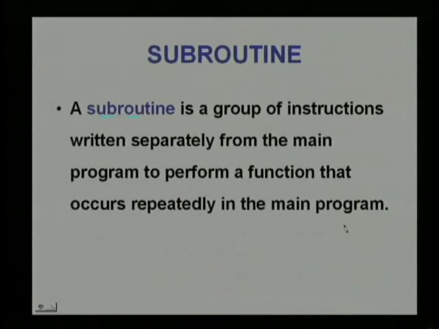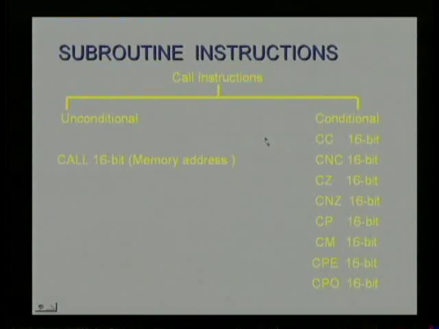So using subroutines saves lot of memory in the main program, because we need not write those instructions wherever required. Only we can write them at one place and we can make use of it whenever it is required. For using subroutines, there are 2 types of instructions. One is call instruction to call the subroutine, and to come back to the main program we use return instruction. First, let us see call instructions.